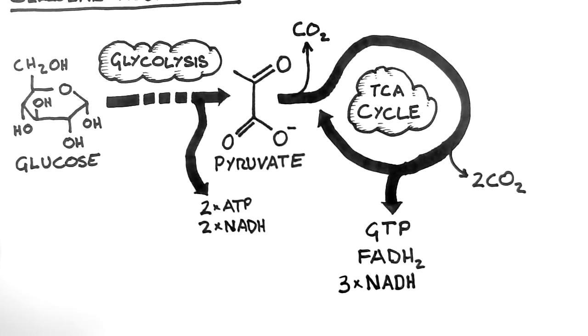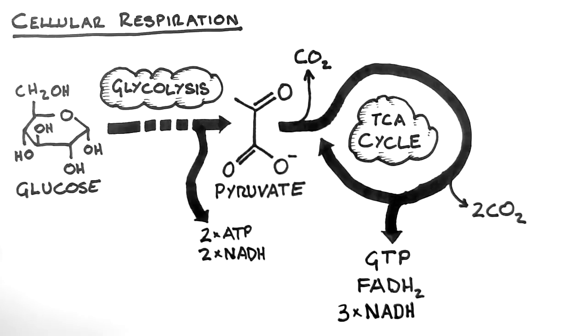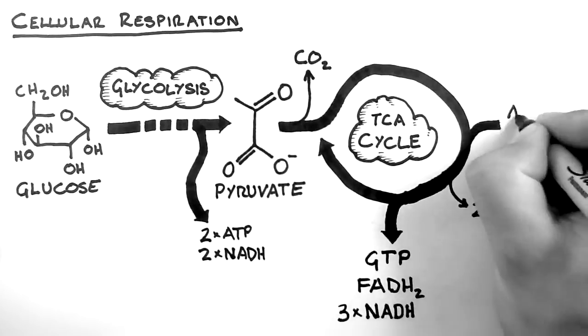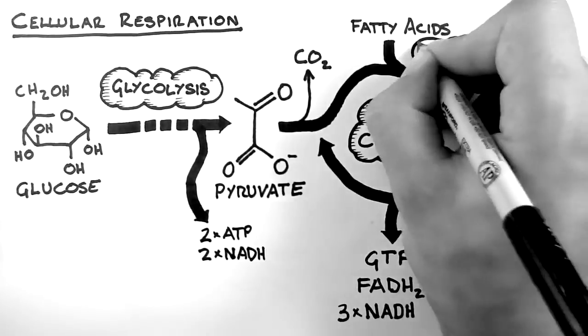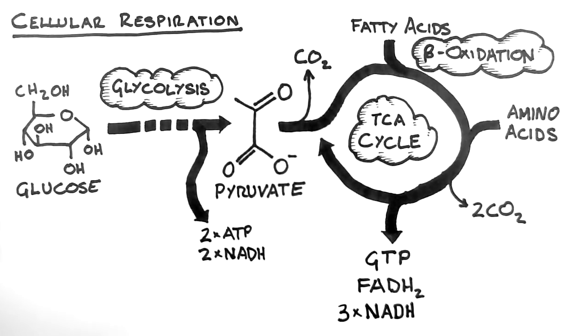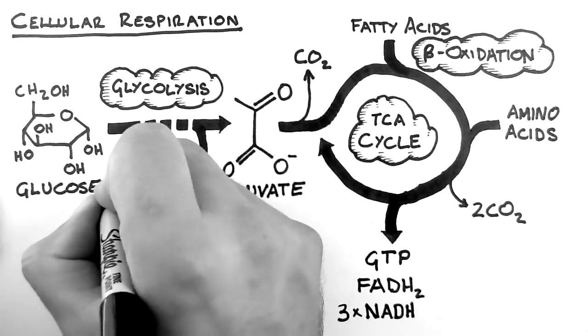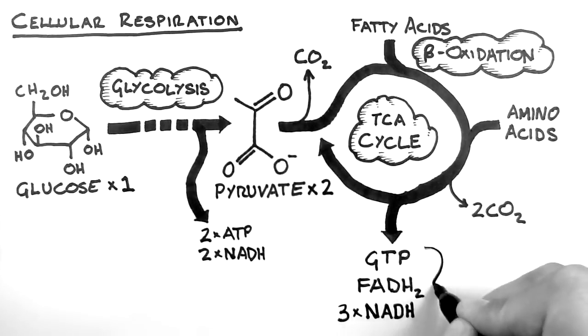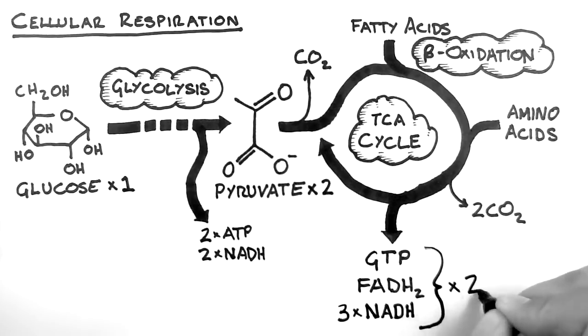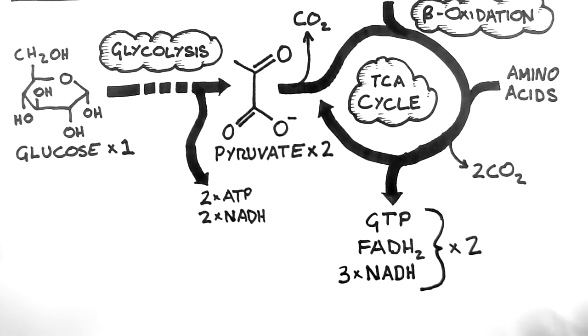Now, pyruvate isn't the only substrate for the TCA cycle. Amino acids can be used in the TCA cycle, and so can fatty acids, via a process called beta oxidation. We'll look at the TCA cycle and beta oxidation in later tutorials. Note that when glucose is the substrate, one glucose molecule creates two pyruvate molecules, and this leads to the production of twice the amount of GTP, FADH2, and NADH produced by the TCA cycle.